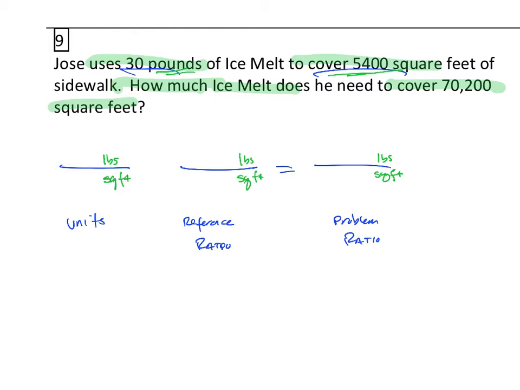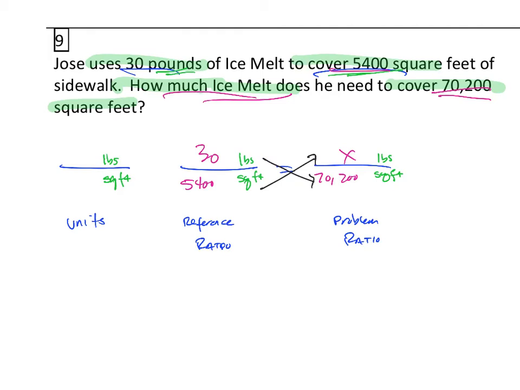Because if we look, they first tell us that we have 30 pounds for 5,400 square feet. And they want to know how many pounds of ice melt, so we don't know this, for 70,200 square feet. All right, so now we've got a ratio. We've got to solve for x. So what we're going to do is the cross products.